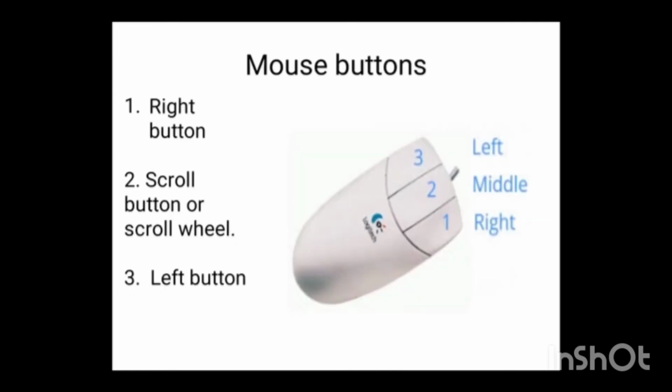Okay, we can see the mouse buttons on the left and right side, that is right button as well as left button, and in the middle we can see scrolling button which helps us to scroll into the different pages. Otherwise scroll button we also call as scroll wheel.